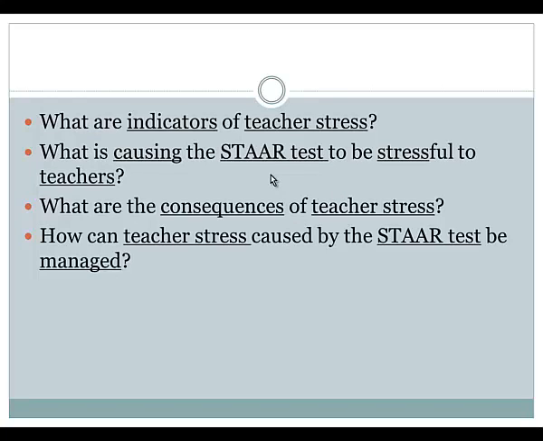Once I have my keywords underlined, I'm going to pick one of these questions to start doing my research on. Now, because I do have these in the order that I would want to look at them, such as indicators of teacher stress, I would probably do indicators teacher stress first, but I can get a little better examples out of this last one, teacher stress, STAR test, managed. And I would jot those down. My first step in creating my keywords is underlining the nouns.